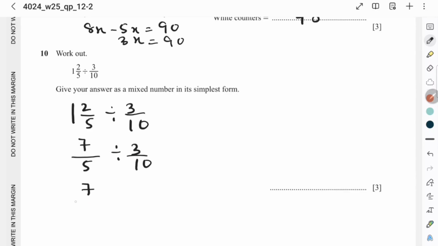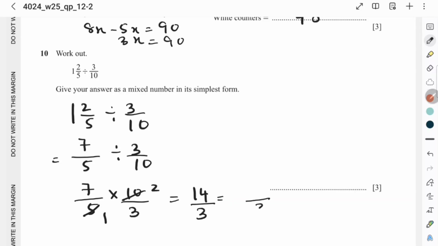3 marks question. 7 upon 5 multiplied by 10 over 3. 5 ones are 5, 5 twos are 10. 7 twos are 14 upon 3 means 3 times 4 is 12 and 2 is remaining, so 4 whole 2 over 3 is the answer.